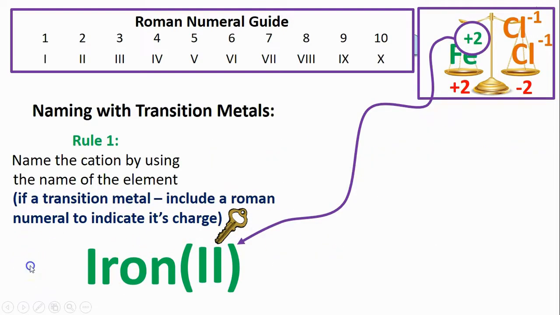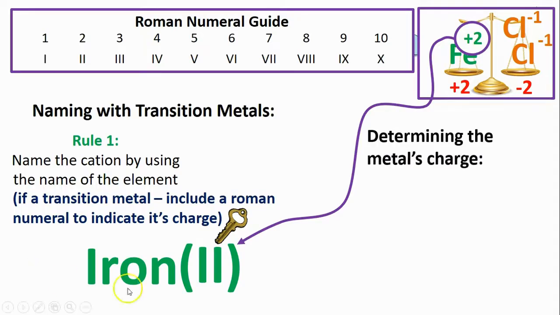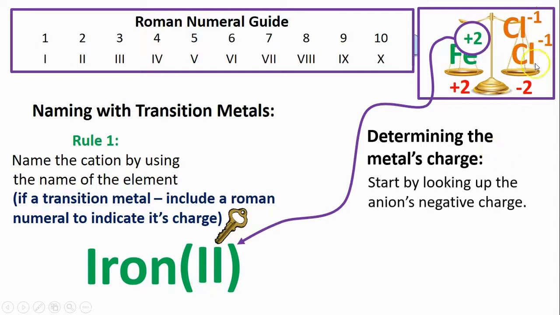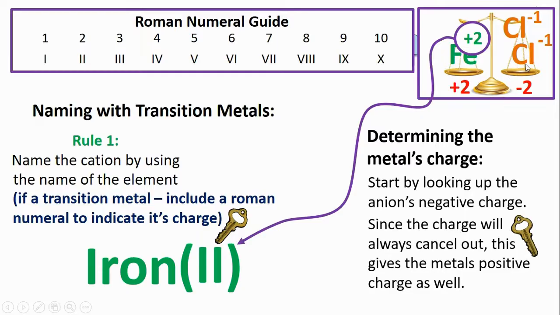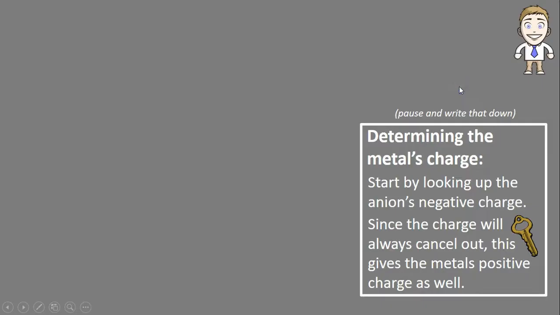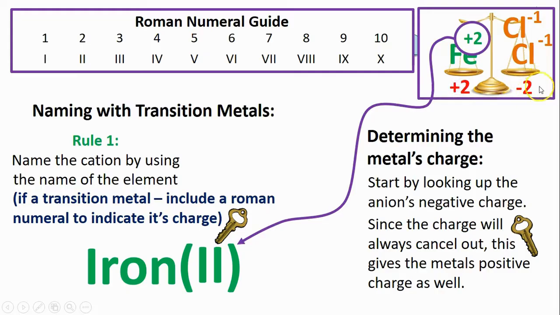Before we look at another example, let's just take a minute and recap what you just saw. When you're determining the metal's charge to use in a Roman numeral, the first thing you do is look up the anion's negative charge, and then because the charge always has to cancel out, this is going to give you the metal's positive charge as well. Because the chlorides were -2, that's how I knew that my iron had to be +2. Let's look at this one more time with a different example.